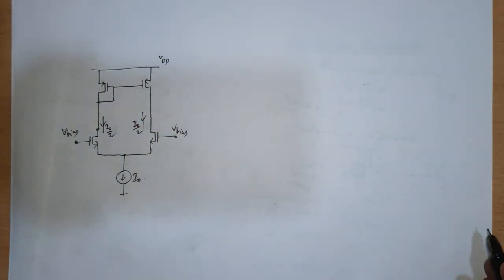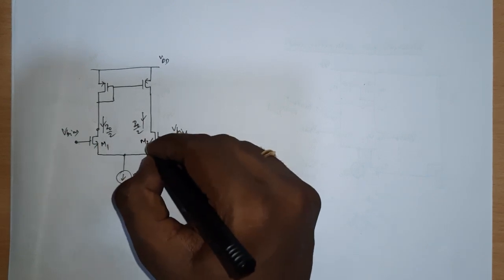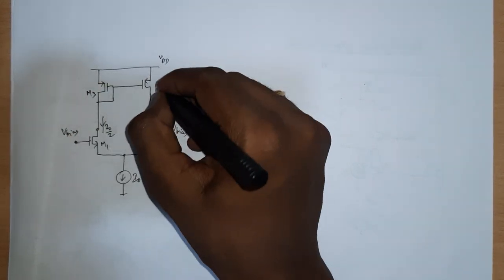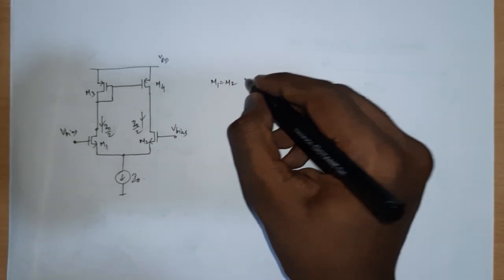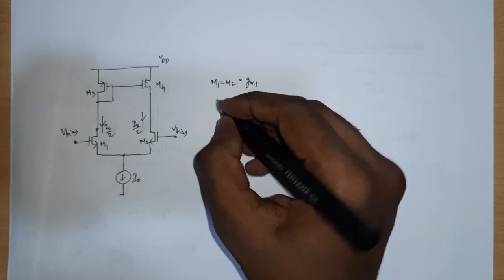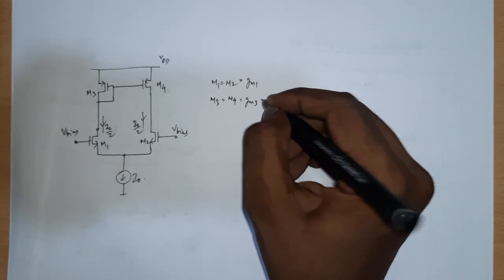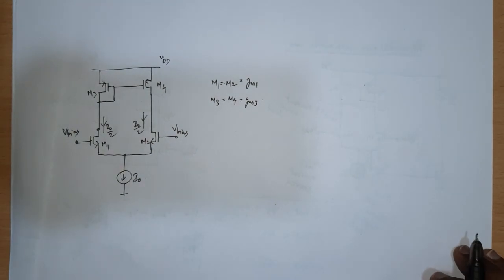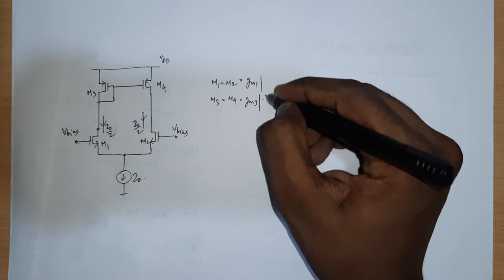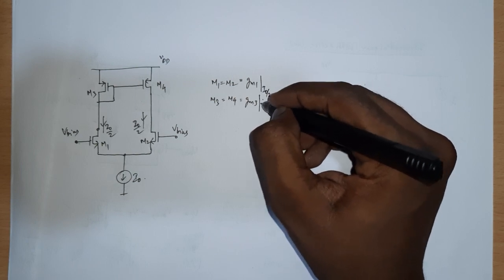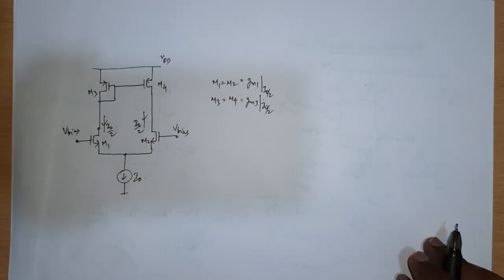We know how to estimate all the quiescent voltages. This is M1 and M2, M3 and M4, and we know M1 is identical to M2. Let's call their gm gm1, and M3 is identical to M4. Let's call their gm gm3. These gm1 and gm3 are all estimated at the operating point of I0 by 2. So this much is clear to us now.